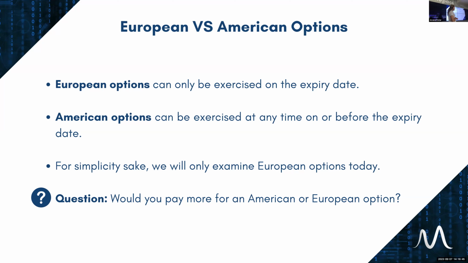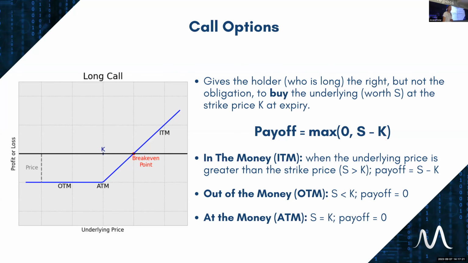And a question is, if you were given a choice between an American or European option, which one would you pay more for? Yeah, I'd pay more for the American because it gives me more optionality. Yeah, exactly. So we pay more for the American one because there's more flexibility in when you can exercise it. The American option already contains the European optionality plus more, so you pay more for it. Okay, so now we'll look at call options.